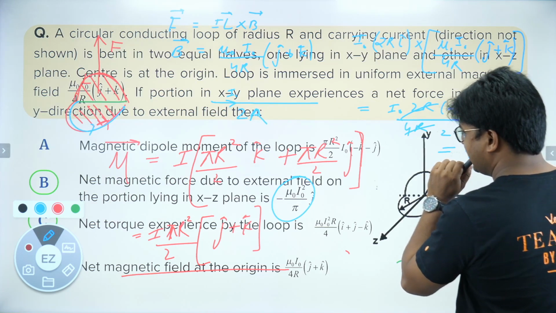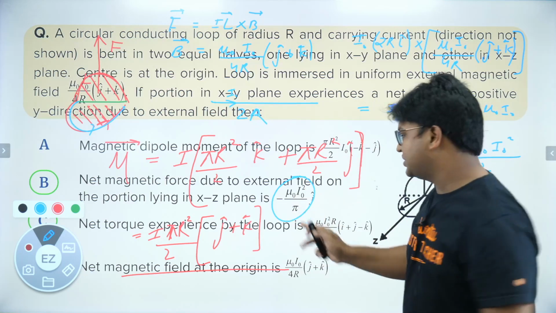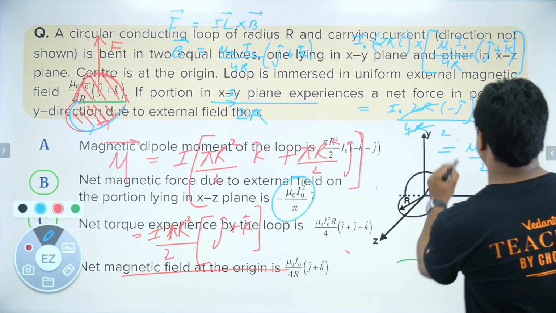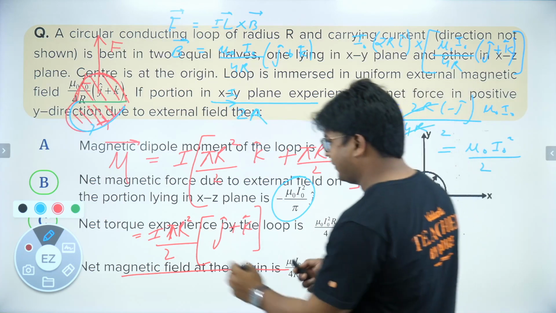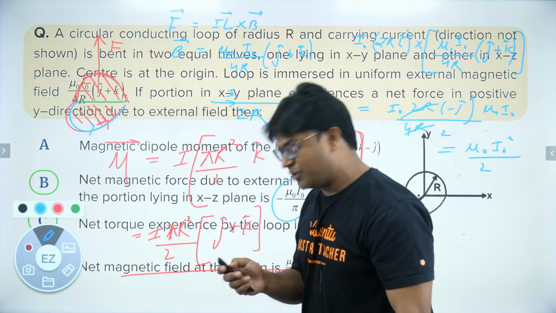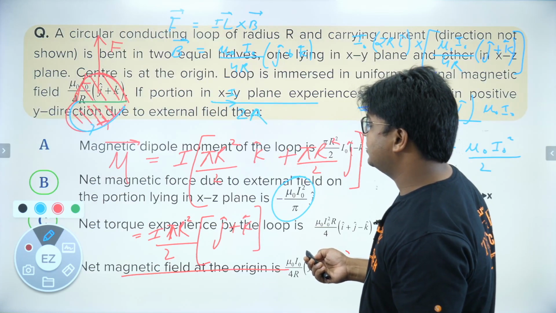Okay, I guess this pi is misprinted, so we should not say the B option is the correct one because this pi is creating problems. So B option will not be the correct one. Okay guys, B option will not be the correct one. I have marked it as the correct option, but no, the B option is not correct.